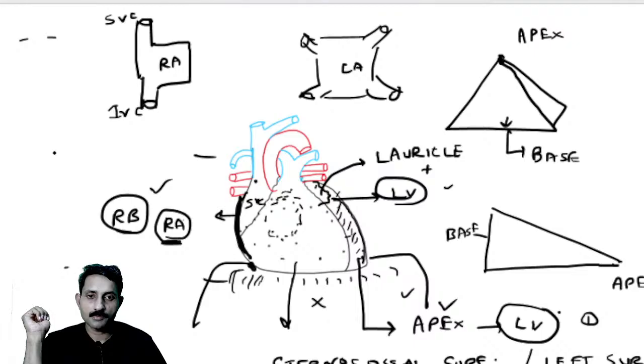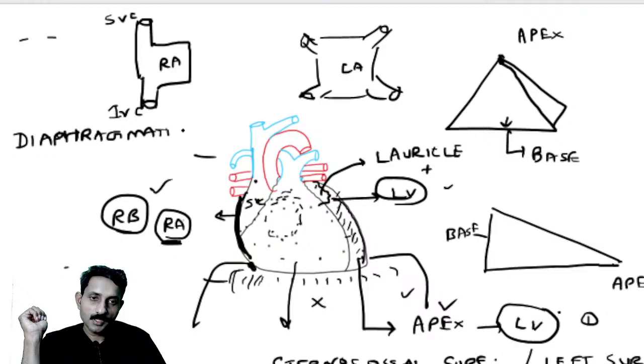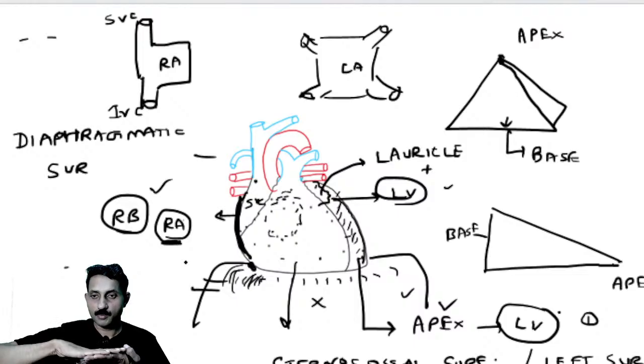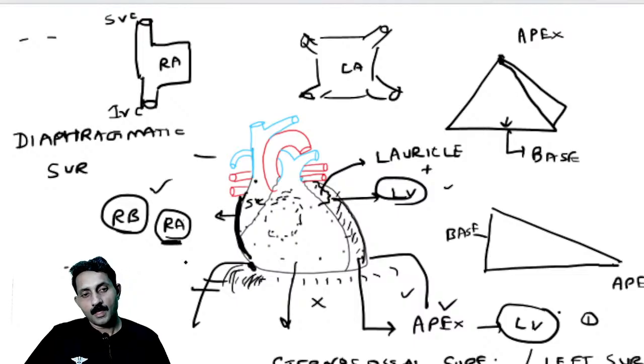What is the name of the surface? This is called diaphragmatic surface. Why is it called diaphragmatic? Because this surface is the one which is lying on the diaphragm. So we got a muscle here. What is the name of the muscle? Diaphragm. So this surface of the heart which is lying on the diaphragm is called diaphragmatic surface.